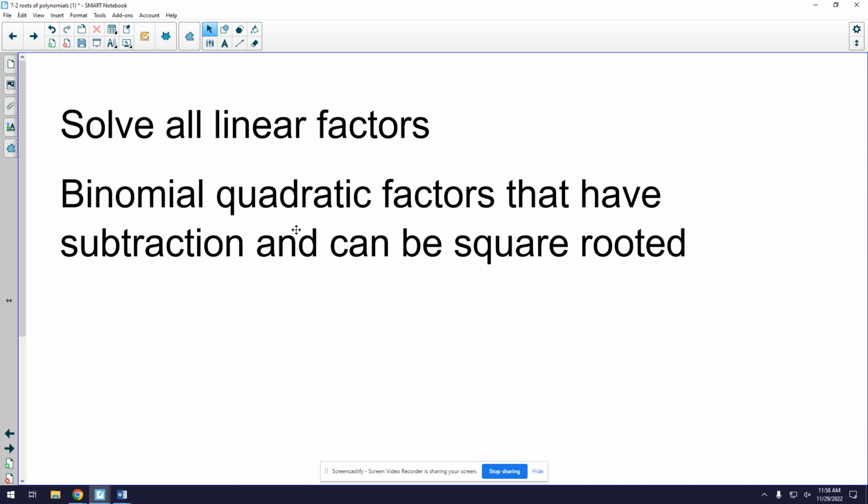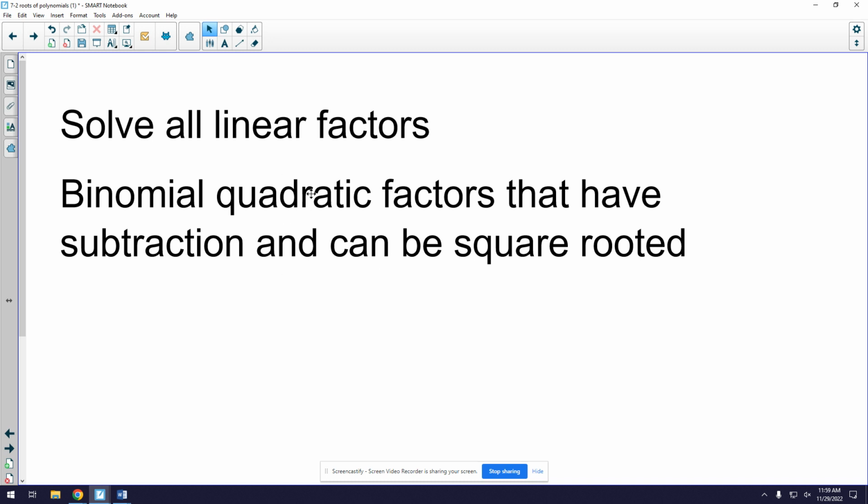If it's a quadratic, it must be a binomial, which you talked about in the previous lesson. Binomial is 2 terms. Quadratic means the exponent is 2. So something like x squared minus 16. You're going to solve a quadratic if it's a binomial. It has to have subtraction, and you have to be able to square root your number. So let's talk about why.